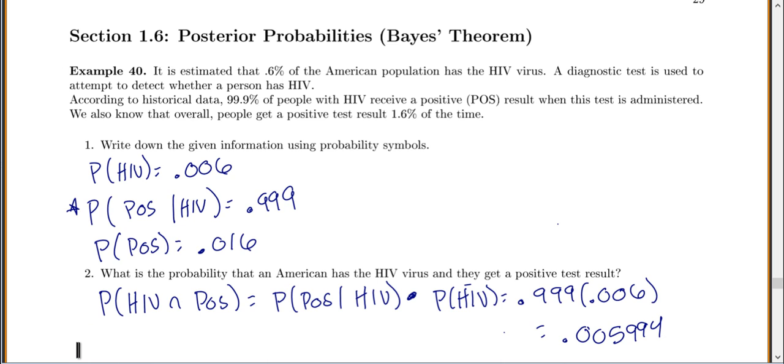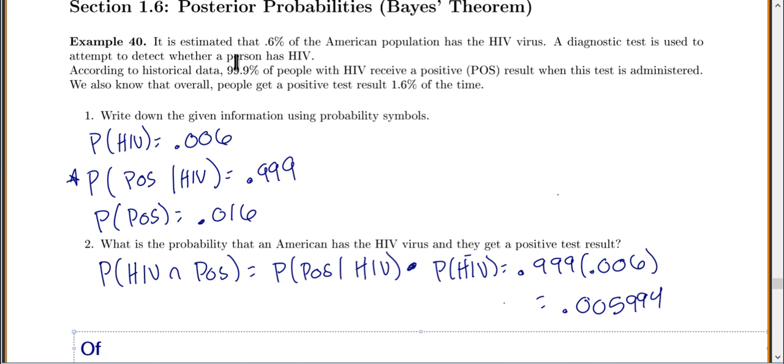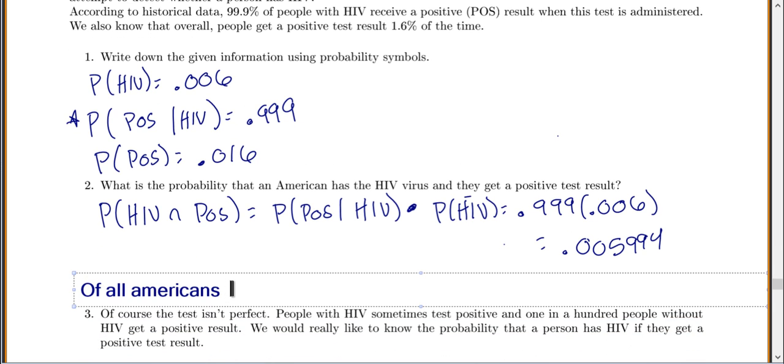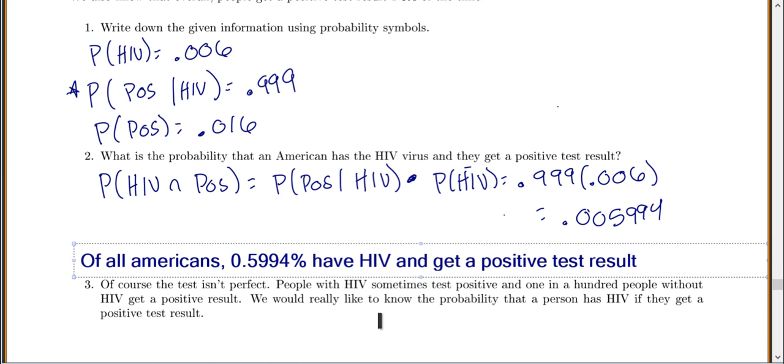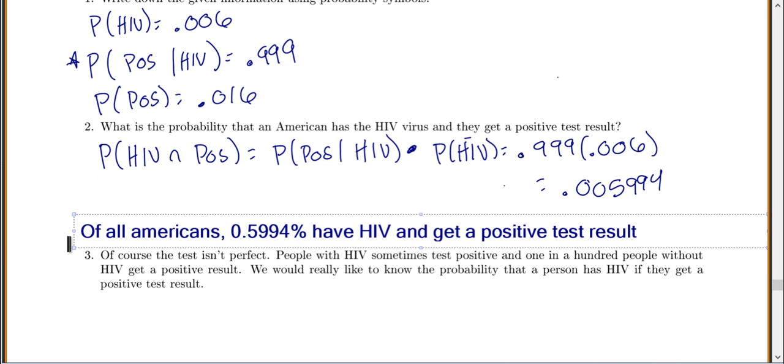Now, what is this in words? This would be of all Americans. Let's change that to a percentage because we think better in percentages. 0.5994% have HIV and get a positive test result. So that's quite a few. Now, of course, our test isn't perfect. Sometimes people without HIV test positive, and 1 in 100 people without HIV get a positive test result.